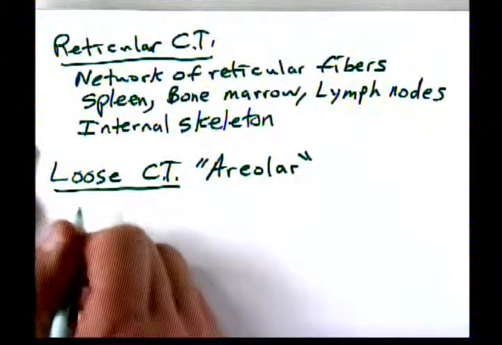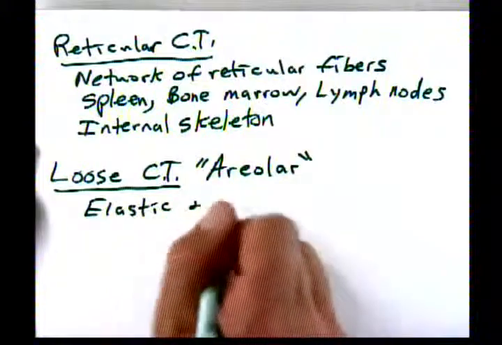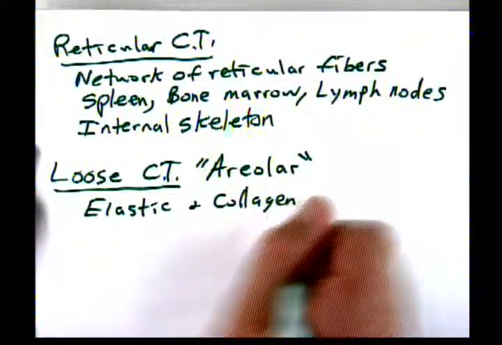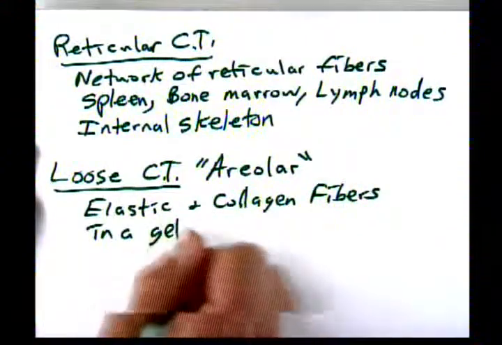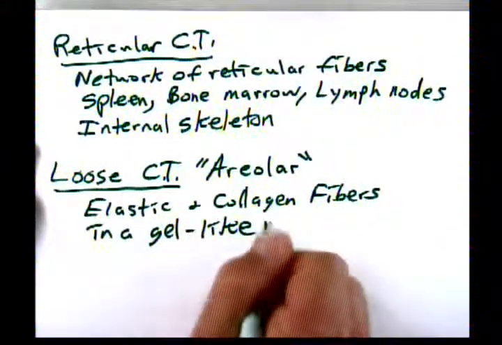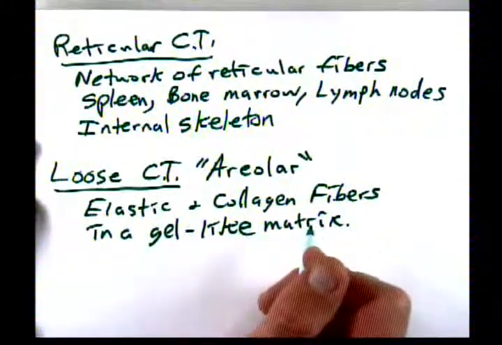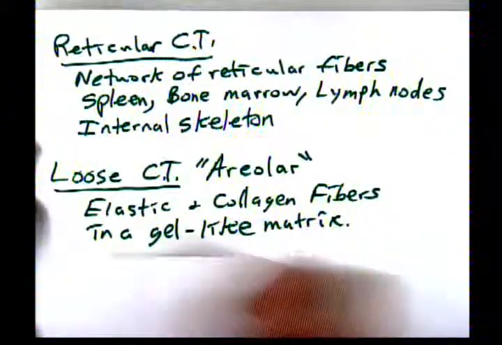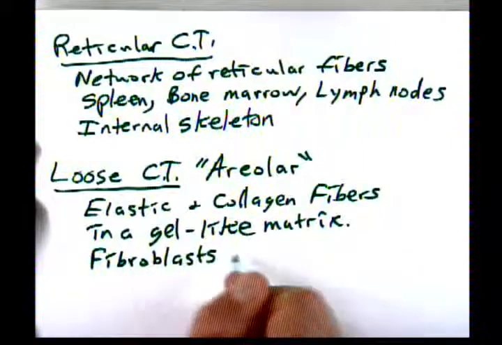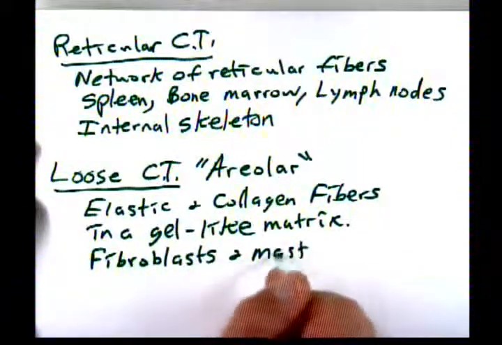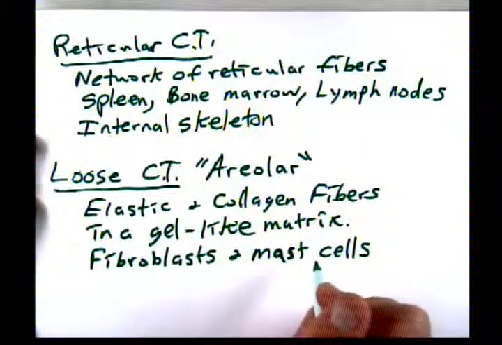It has within it elastic fibers and collagen fibers in a gel-like matrix. So it's kind of different because it's got two fiber types together, which you don't oftentimes find. It also has the fibroblasts and mast cells. Remember, the mast cells again secrete the histamine and the heparin that we talked about yesterday.